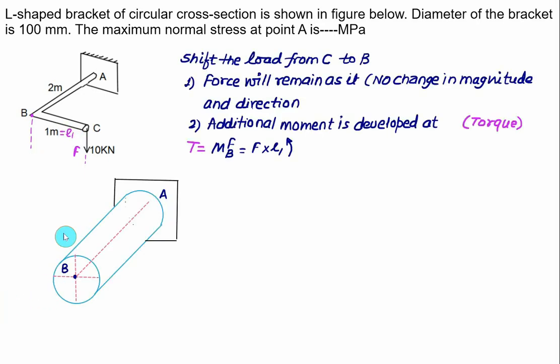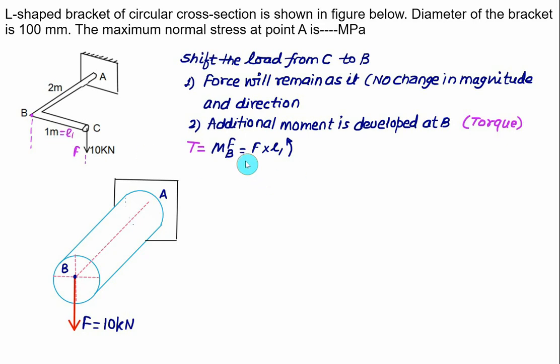So step number 1 here is to shift the force from the point C to point B. According to rule number 1, the force will remain as it is. There is no change in the magnitude and the direction. So the same force you have to show at point B, in the second figure, and it will act vertically downward. The magnitude of the force remains the same, equal to 10 kilonewton. In addition to that, the moment is developed about the point B, and at point B the moment is the same as the torque. So the moment will be F multiplied by L1, and L1 is equal to 1 meter.